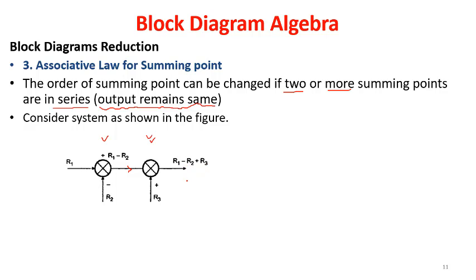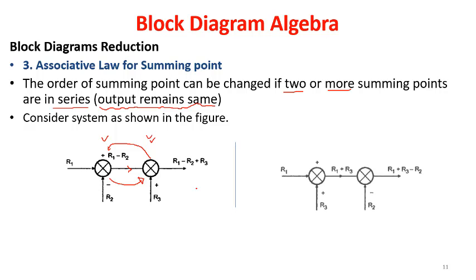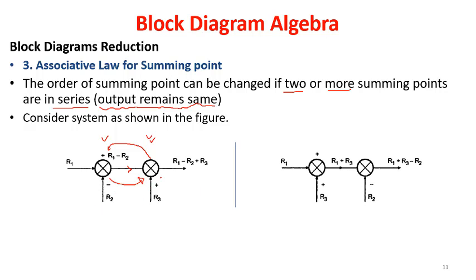Now if we change this summing point from here to here, and this summing point from here to here, is it possible, and will there be a change in output? Let's see that. So we change the summing points from here to here, that is, we brought R3 here and we replaced it with the input minus R2.